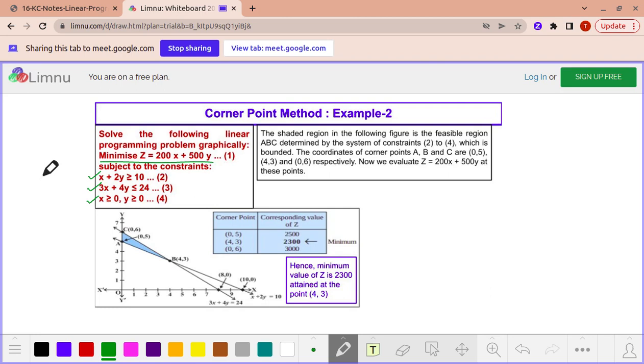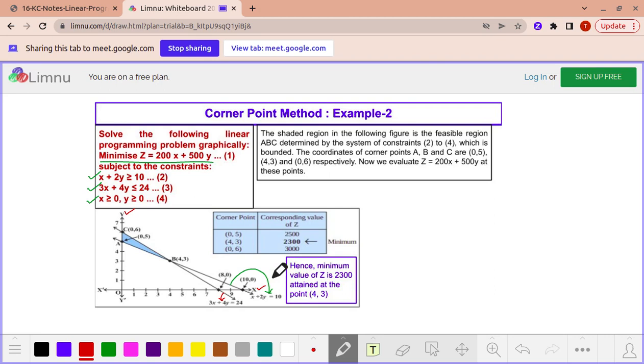So for that, what we will do, first we will draw the straight line x plus 2y equal to 10, and this is the straight line x plus 2y equal to 10. And the second straight line is 3x plus 4y equal to 24. And x equal to 0 is nothing but the y axis, and y equal to 0 is nothing but the x axis. So we have all these 4 lines.